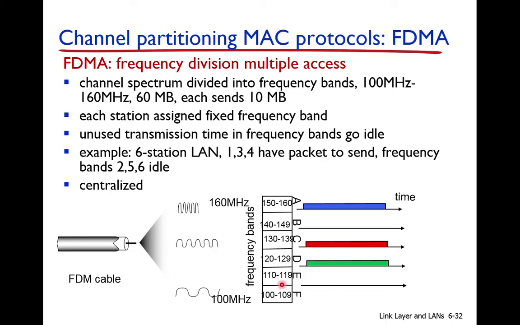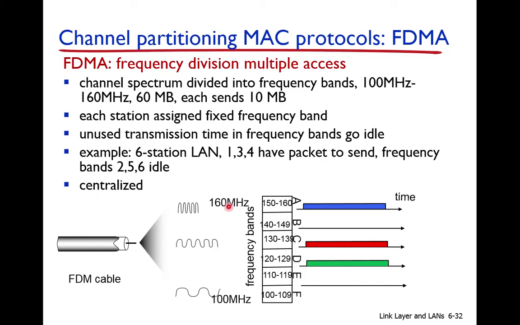node F. Similarly, from 110 to 119, it is used by node E. From 120 to 129, it is used by node D. From 130 to 139 megahertz, it is used by node C. From 140 to 149, it is used by node B. From 150 to 160 megahertz, it is used by node A.